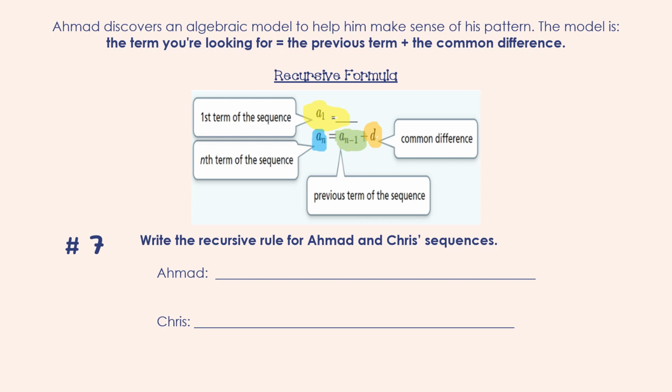So for Ahmad, we're going to start with his first term. For Ahmad, his first term was 5. So I am just going to write A sub 1 equals 5. That means the first term is 5. It's just shorthand notation so that we don't have to write a sentence. The second part is A sub n, which means any term, the nth term of a sequence, is equal to A sub n minus 1, that's the previous term, plus the common difference, and his common difference was 4, so plus 4.